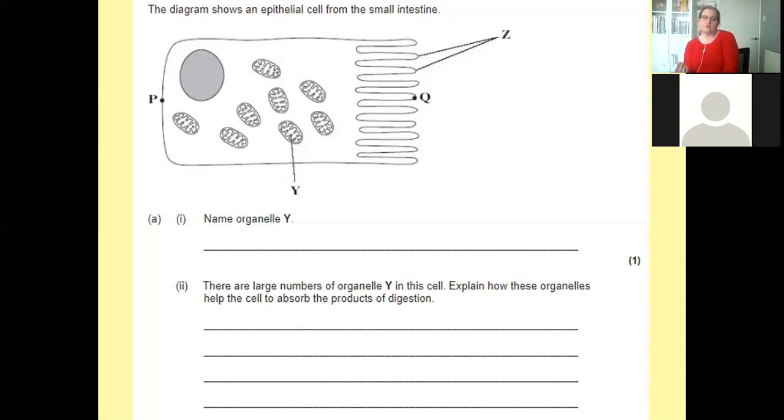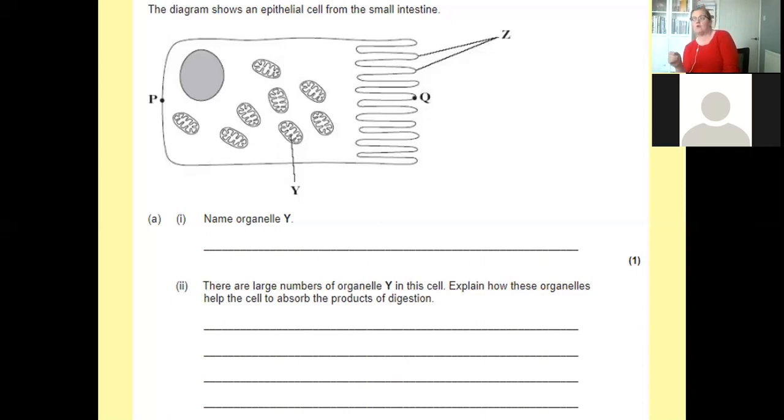What do we need for active transport? We need ATP, adenosine triphosphate. Where is ATP produced? In the mitochondria. Would it then be useful for the cell to have lots of mitochondria? Yes. Why? It makes lots of ATP. Why is that good? It allows active transport to take place.